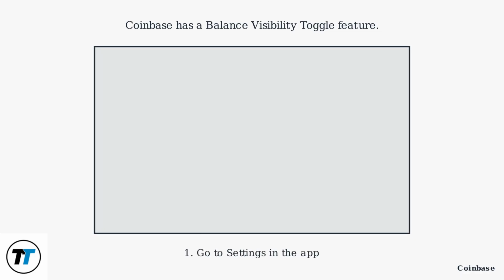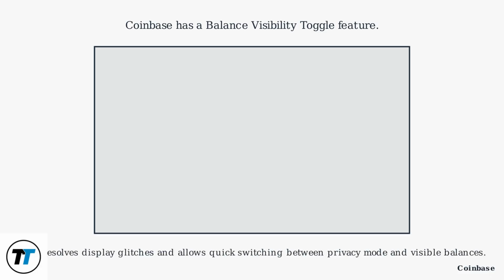Coinbase has a balance visibility toggle feature that can quickly resolve balance display issues. To use it, first go to Settings in the Coinbase app. Navigate to the Privacy section. Disable the balance blur option. This will show your balances clearly. Then close the app completely and open it again. Finally, go back to Privacy settings and re-enable balance blur. This process often fixes display glitches without needing a full restart. The feature lets you quickly switch between blurred privacy mode and visible balances.